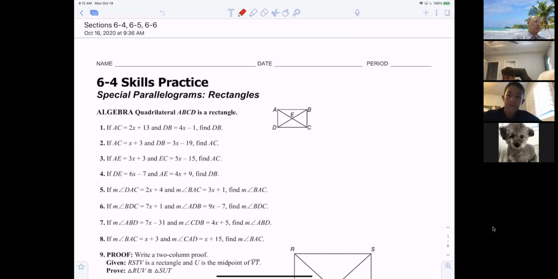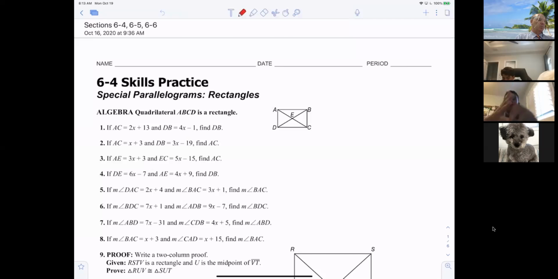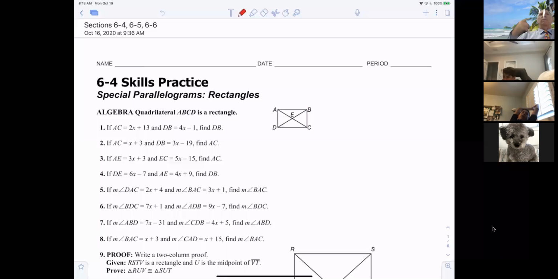So with that being said, we want today to start with parallelograms, special parallelograms. And today, the first one we're going to talk about is a rectangle. So is a rectangle a parallelogram? Everything we know about a parallelogram applies to a rectangle. Now, why is a rectangle a special parallelogram?